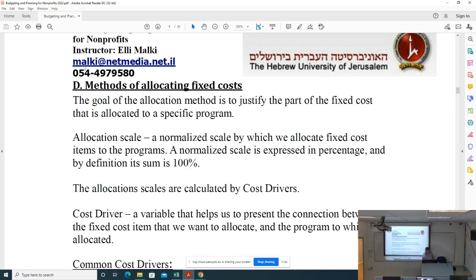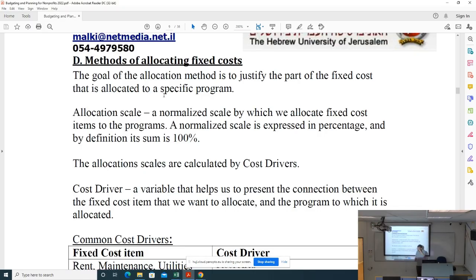Now, when we choose the allocation method, we need to get some kind of an allocation scale, which is a percentage scale that says, for example, if we have three programs, then we can allocate the fixed cost by, let's say, thirds. That will be a method. I don't know, 50, 30, 20, or 90, 10, 0. These are all allocation scales. The only rule for allocation scales is that the sum has to be 100%. We have to allocate everything.